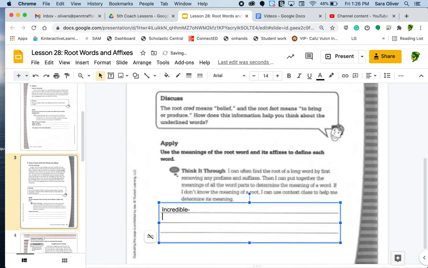Incredible. Infectious. Incredible means that something is amazing, able to be wonderful. Infectious means able to infect, or the act of infecting.